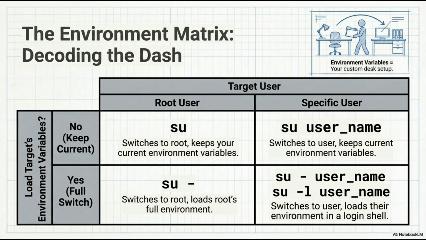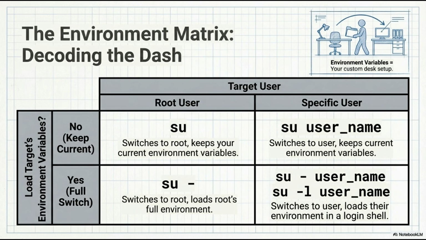I kind of think of environment variables like your custom desk setup. Okay, I can see that. You know, you have your specific chair height, your dual monitors, your custom aliases, your specific shell history. When you use su, you have to tell the kernel whether to bring your desk with you or to use the target user's desk. That is a perfect analogy. And that entire architectural shift is controlled by a single character. The dash. Right, the dash. Yeah. The matrix on the slide maps this out perfectly.